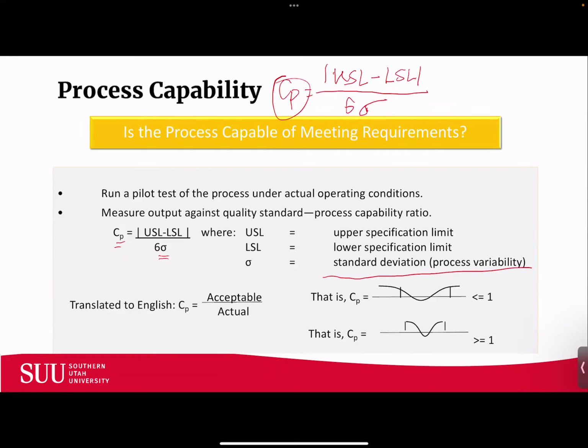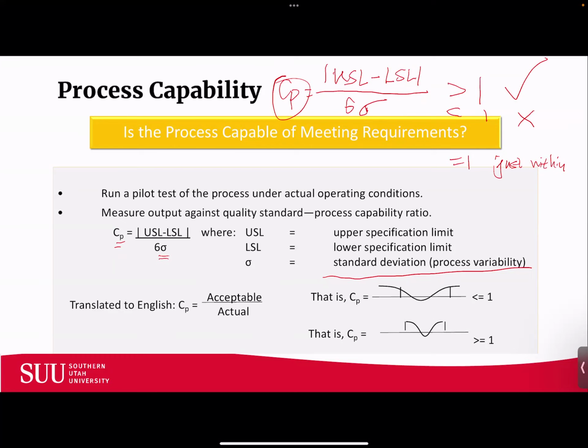So how do we know if your process is capable or not capable? We consider the result of CP. If CP is larger than 1, it means your process is capable. If less than 1, it means no. If equal to 1, it's just within. This is what we have.